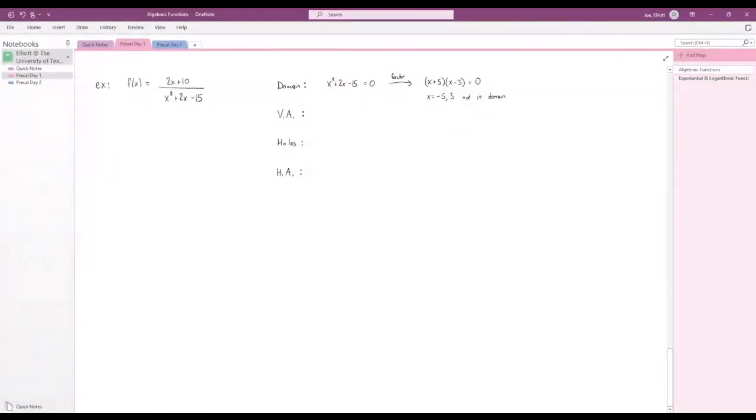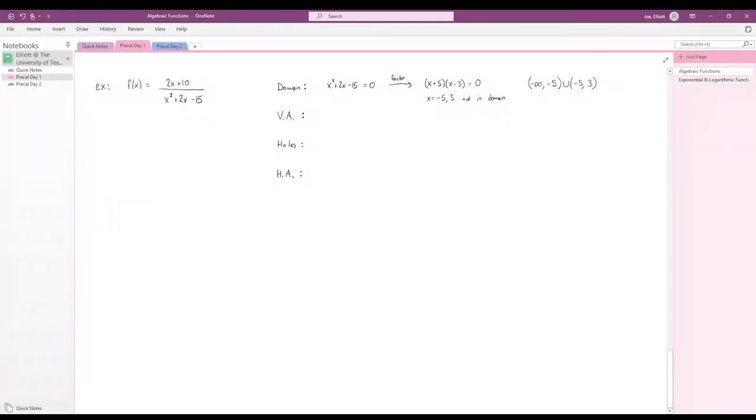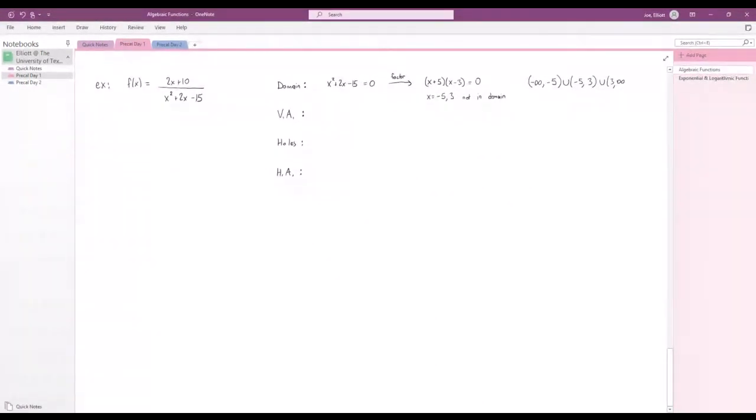Okay. And yeah, so therefore, the domain you could say is everything to the left of negative 5, everything between negative 5 and positive 3, and everything after positive 3. All right, yeah, okay.